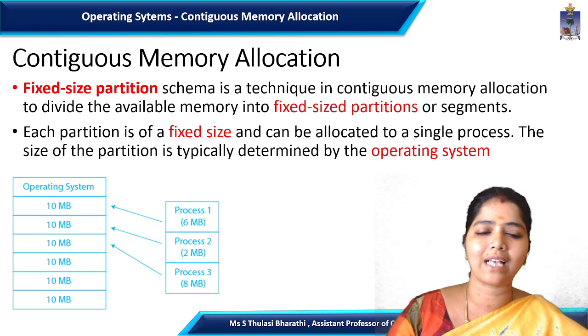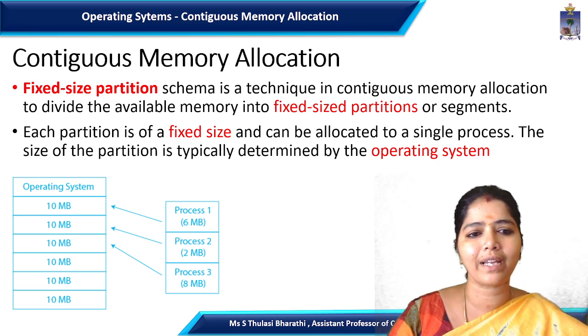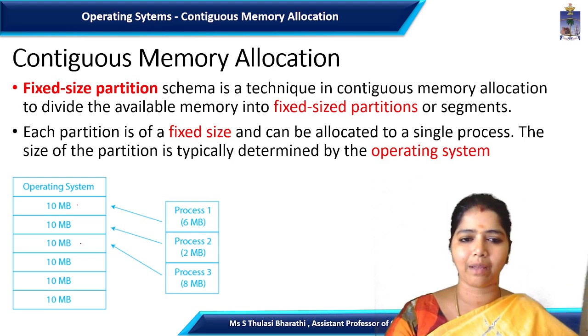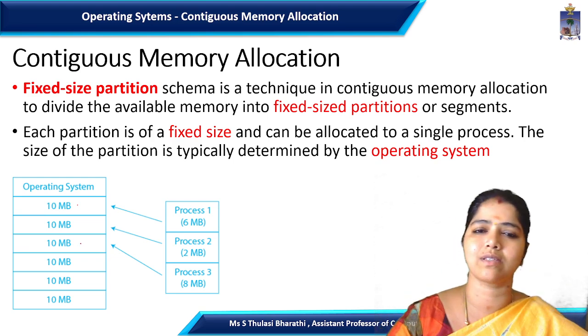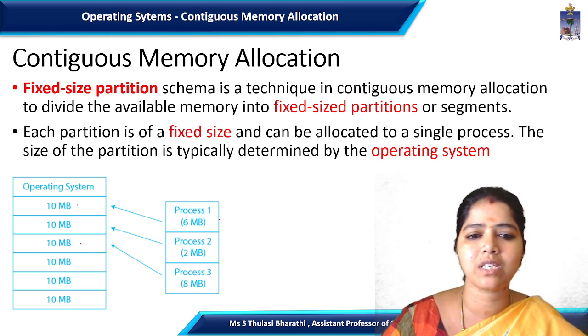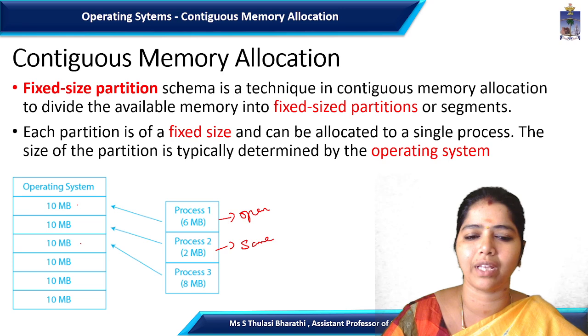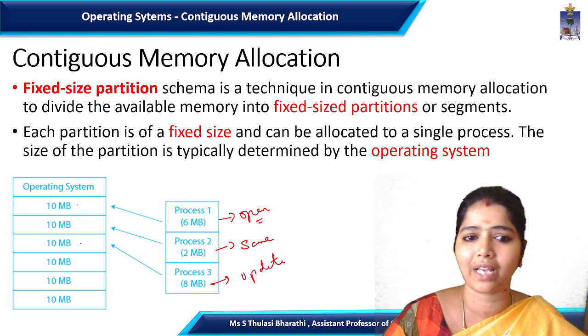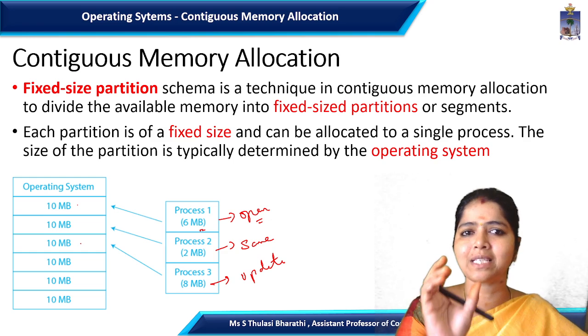For example, take this one. Here is an operating system where blocks of memory have been created: 10 MB, 10 MB, 10 MB. Now comes the process to be executed. Imagine this is the process of opening something, this is the process of saving something, and this is the process of updating something. To open something, I need 6 MB. This process size is 6 MB.